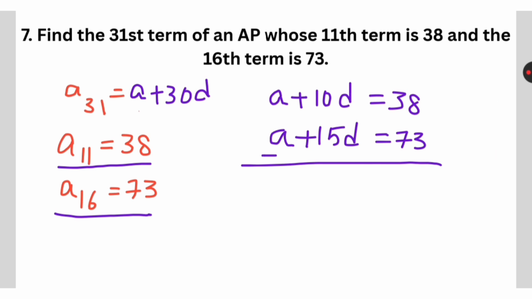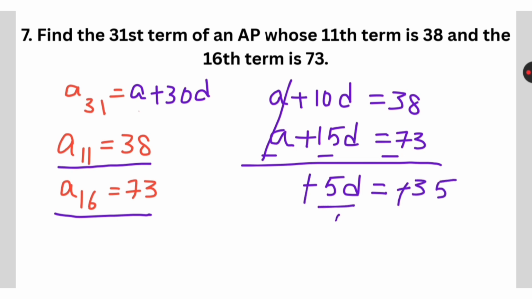Let's subtract on both sides. So plus A minus A gets cancelled. 10d minus 15d gives minus 5d, that is equal to 38 minus 73, which gives minus 35. Here minus minus gets cancelled. If you divide both sides by 5, the 5 gets cancelled. So on the left hand side d is equal to, 5 7s are 35. The common difference is 7.